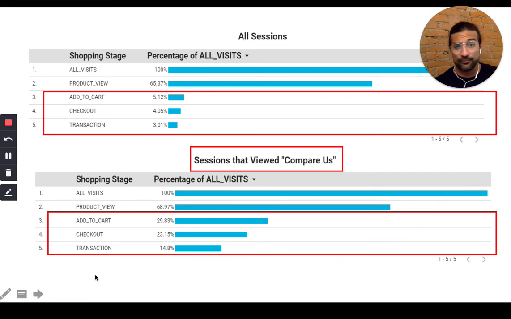So again, this is a really, really simple example of a segmentation that showed something about users and their behavior.